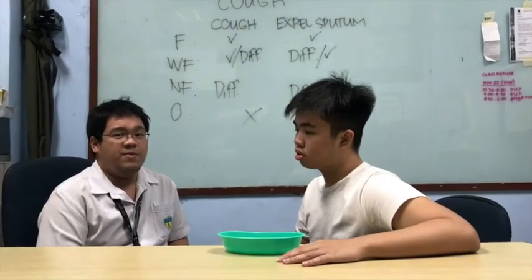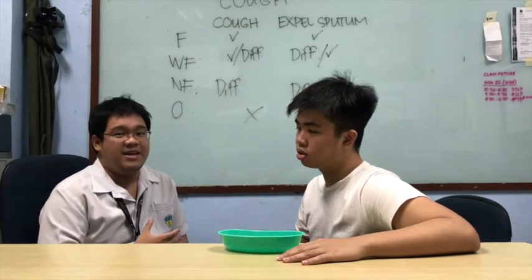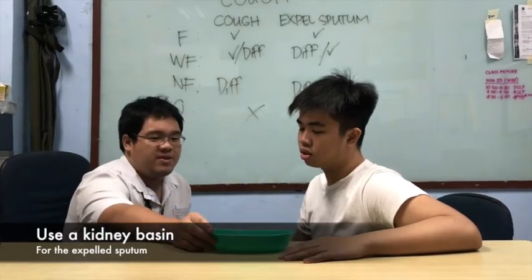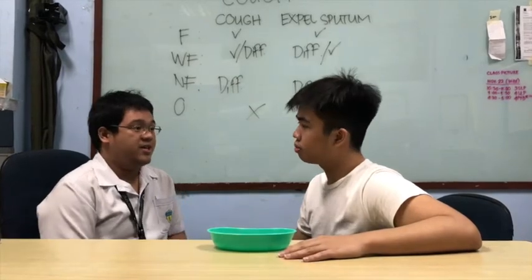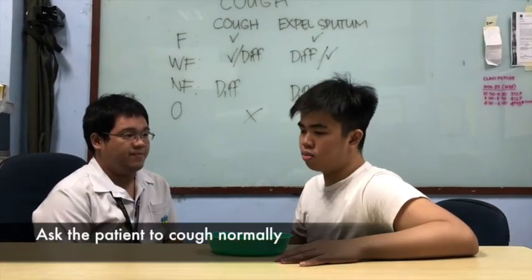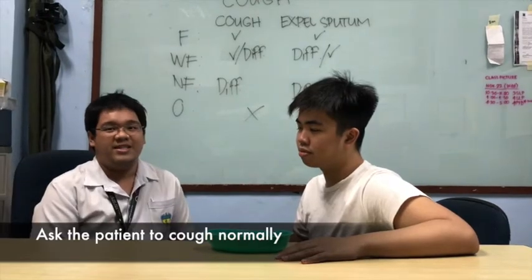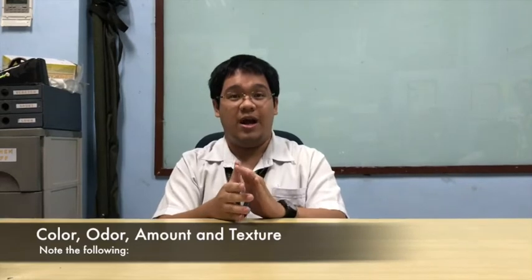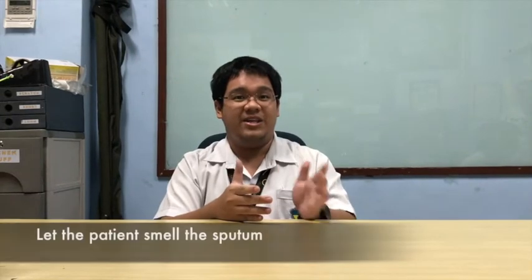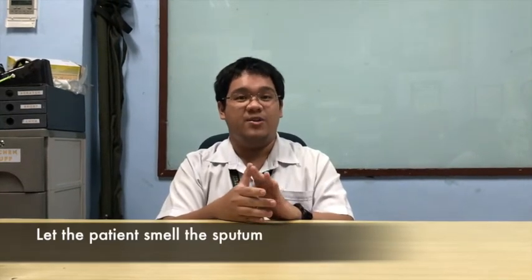So you would instruct your patient to cough normally, and then if he has a sputum, he can spit it in this kidney basin. So now, sir, can you please cough normally? So there. That's how you assess for the cough of the patient. Also important to take note of the color, odor, amount, and texture of the sputum. For the odor, it is important to let the patient smell the odor of the sputum because we might catch their disease. For the amount, it should be 100 ml or 2 tablespoons for the normal amounts.